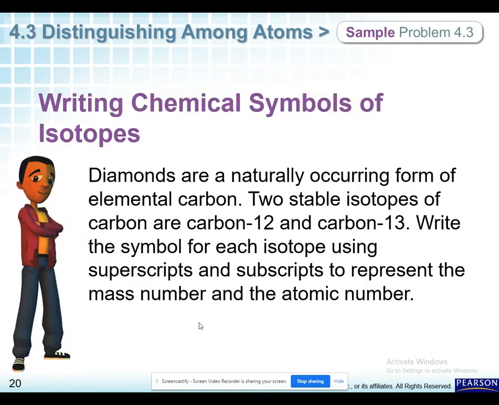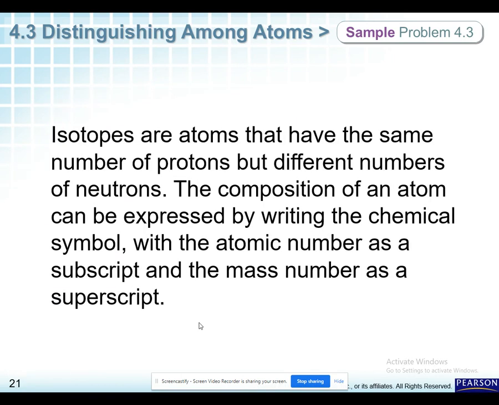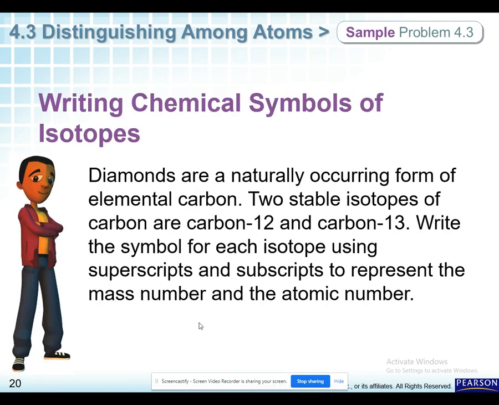Here's another example. It says diamonds are naturally occurring form of the element carbon. 2 stable isotopes of carbon are carbon-12 and carbon-13. And it says write the symbol for each of the isotopes using superscripts and subscripts to represent the mass number and the atomic number. So if I were to actually do that, carbon-12.